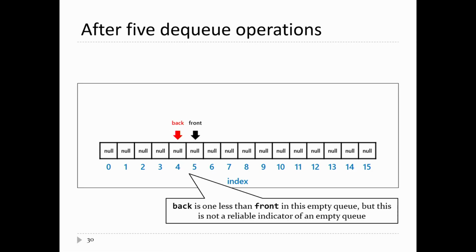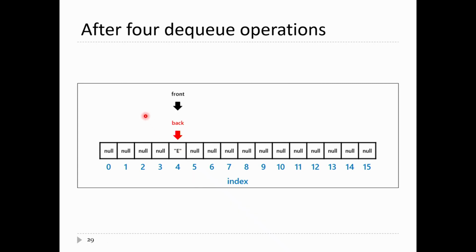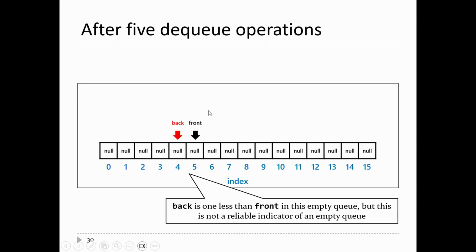If you do it again, remember the E, overwrite the E with null, and then move front 1 position to the right. And so now you end up in this situation here. So now you end up with an empty queue.